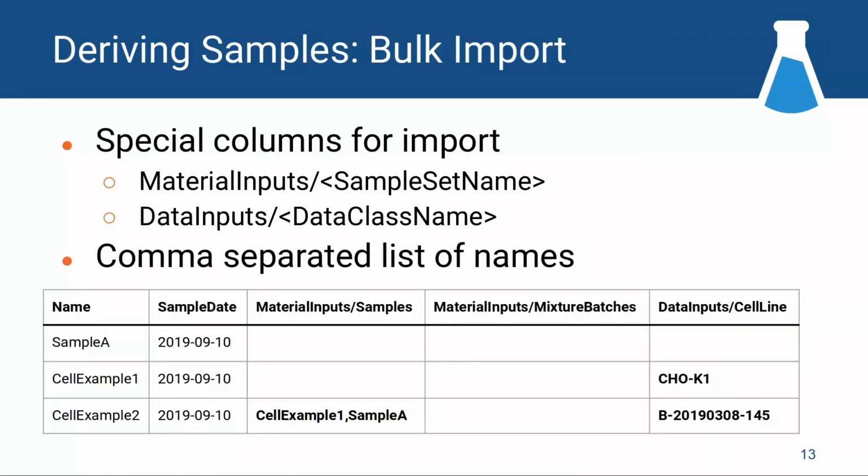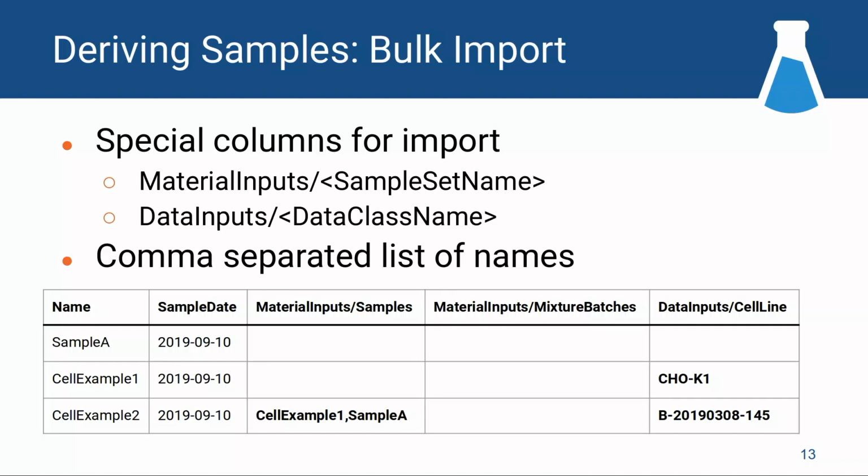All right, so the same interface that we just showed you, you can achieve the same effect by importing a bulk TSV file, providing these magic material input columns. So this is the sample set name, samples. And this works for other types of data as well. So we've got another material input, a sample set called mixture batches, or a data class called data inputs, with a data class called cell name, right? So we can mix and match.